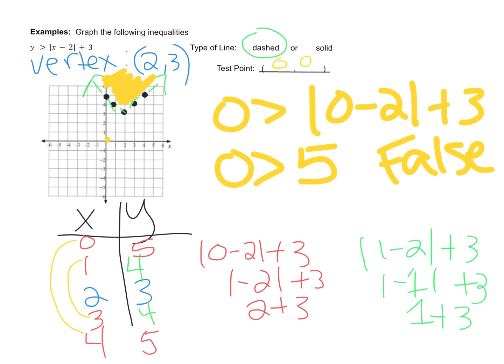If it had worked out to be a true statement, then I would have shaded everything that contained that (0, 0), and that would have been everything outside of my V. Please take a moment to pause this video and record the example.